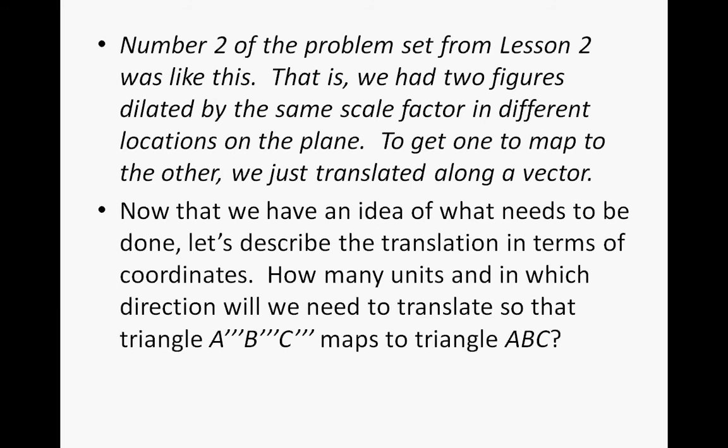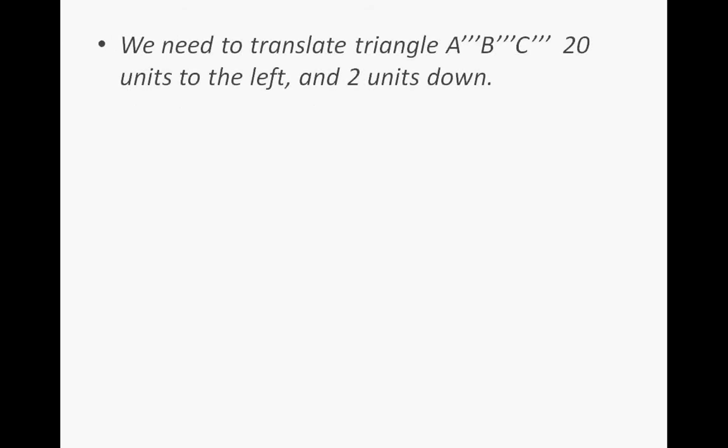So now that we have an idea of what needs to be done, let's describe the translation in terms of coordinates. How many units and in which direction will we need to translate so that triangle A triple prime, B triple prime, C triple prime maps to triangle ABC? Instead of just talking about a vector, since we've got some guides, we need to be more precise and talk about this in coordinates, going up and down. So we would need to translate that triangle 20 units to the left and 2 units down, following along the grid lines.